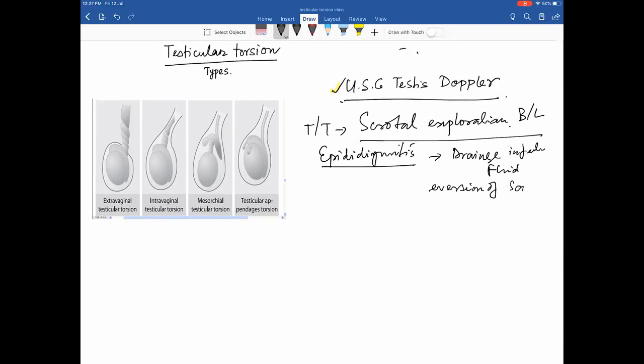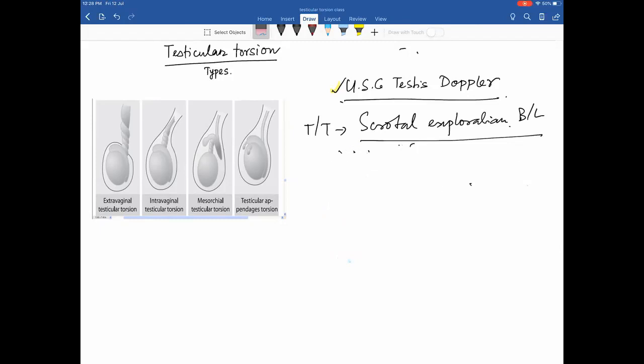Why eversion? Because remember that this is the epididymis, this is the testis, this is the spermatic cord, this is the tunica vaginalis. The minute you have opened the tunica vaginalis, all this infected fluid comes out, and it is better to evert the tunica vaginalis out so the fluid comes out. Now, this completes this part also.